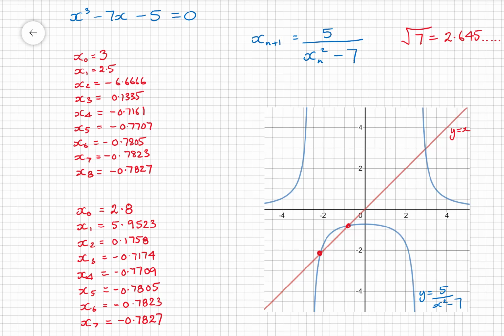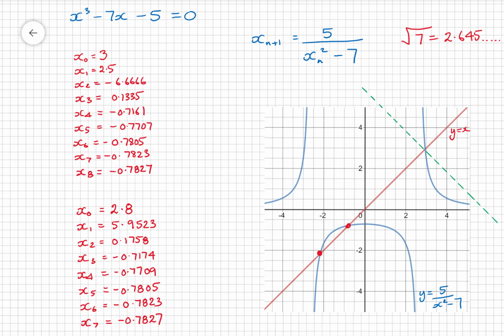The solution x is equal to 2.949, that third solution, then can't be found using this arrangement. And we need to think about what's going on here. And we saw before that wherever the gradient was greater than 1, the solution wouldn't be found. And in this case, what we have is a gradient that is less than minus 1. In other words, is steeper than minus 1.